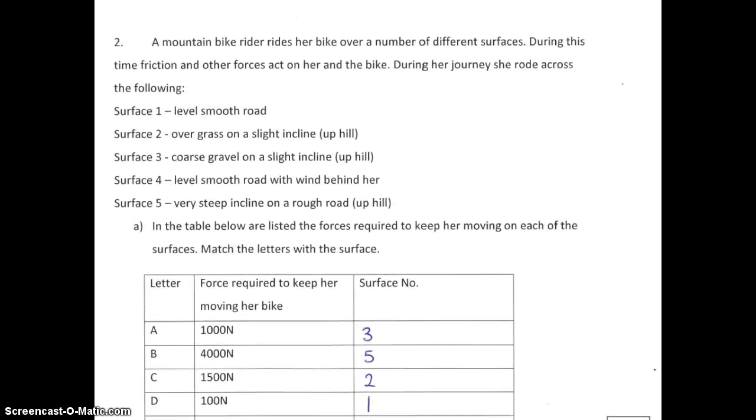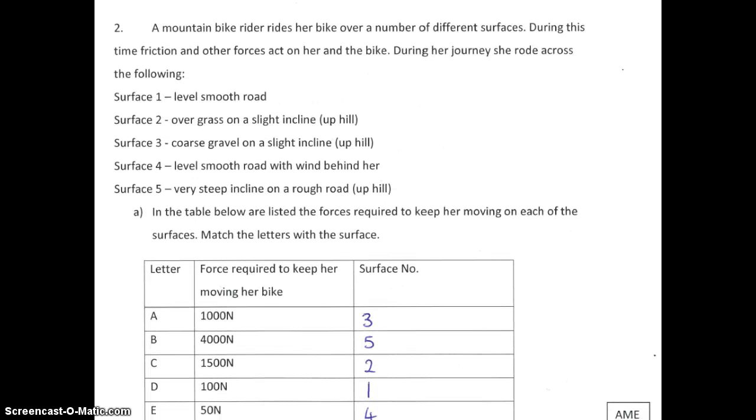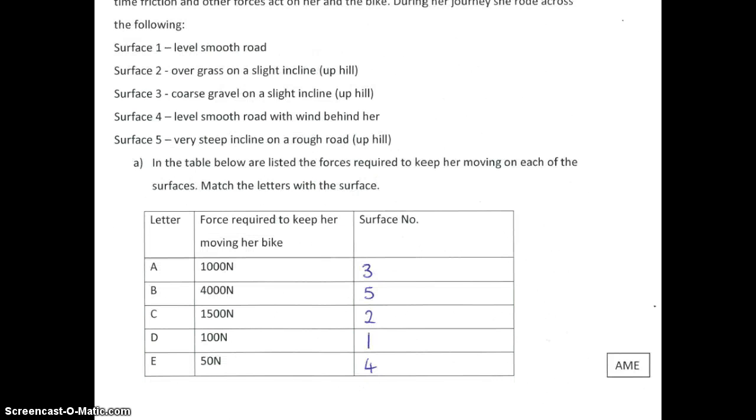Okay, question 2. A mountain bike rider rides her bike over a number of different surfaces. During this time, friction and other forces act on her and her bike. During her journey, she rode across the following surfaces, and then you're required to match the surface number with the force required to keep her and her bike moving. So here's the correct answers. Well, actually, let's talk through it.